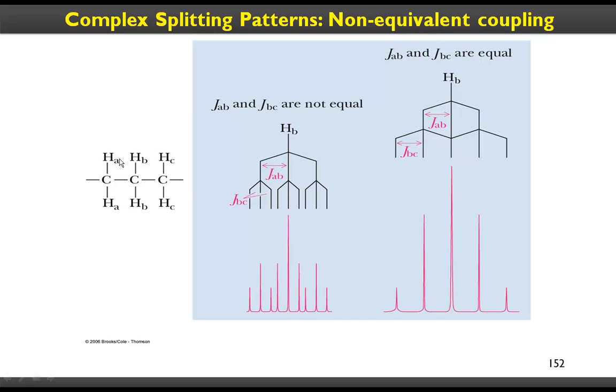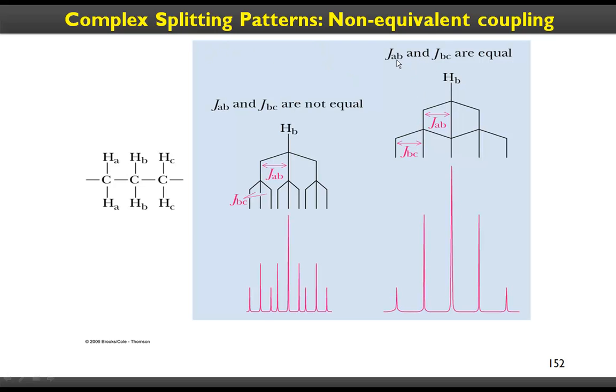If they are not equal, JAB is not equal to JBC, and as a result we have a triplet of a triplet. If JAB were equal to JBC, then we would have had at the max a pentet. The pentet would be much simpler than a triplet of a triplet, right? So that's where you have to be careful when you get into second order coupling or complex splitting patterns.